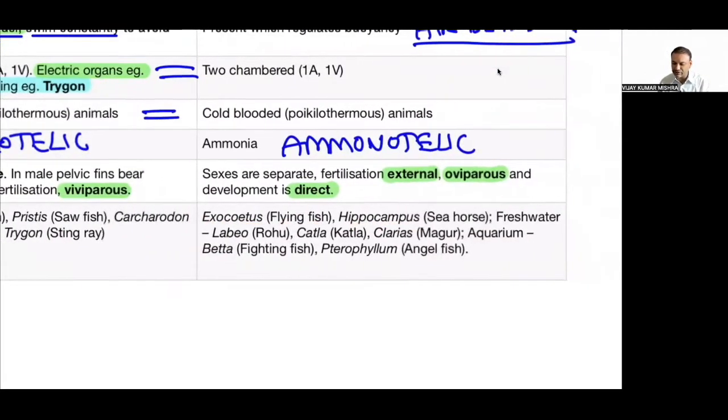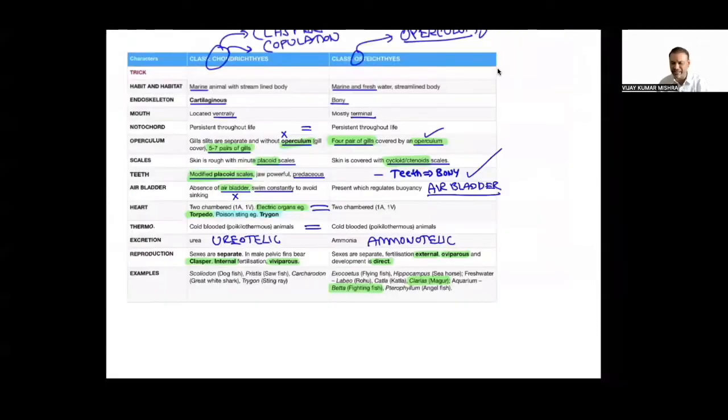Hippocampus is a seahorse. Freshwater fishes include Labeo, rohu, catla, Clarias, magur. Aquarium fishes are the betta, the fighting fish, and Pterophyllum is the angelfish. So you have to remember them and you have to learn their names. Is that clear? Out of these, I think the betta fighting fish looks more important. Clarias magur, again, looks more important. So you can just read according to me, these two are very important. Okay. Here we go further.